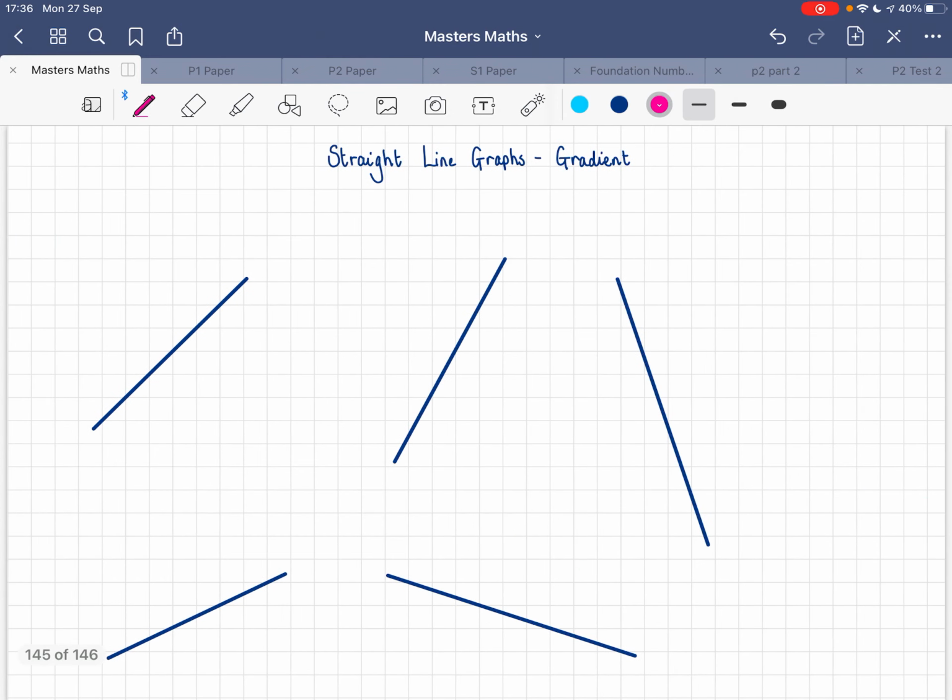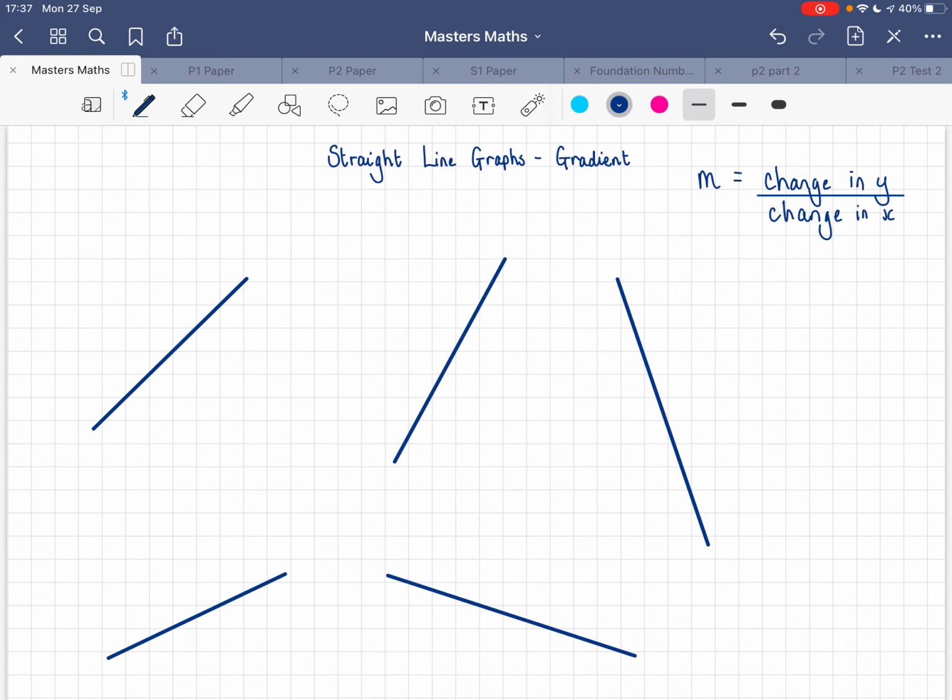I think we're nearly there. Not quite. Two more things to do. You could be asked to calculate the gradient from a line itself. So here I've got a selection of lines, and I'm going to show you how to calculate the gradient. I always say, m for gradient is the change in y divided by the change in x. It's not like a rhyme or anything, but that just sticks in my head.